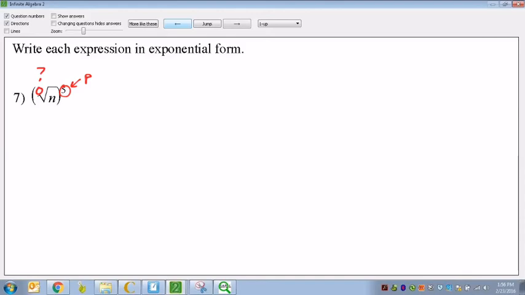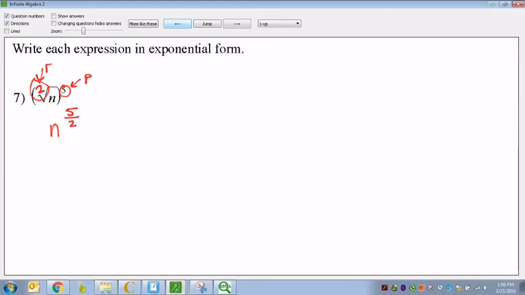Think about another situation where we have a radical, but there's no number on the outside. This is what we call a square root. So instead of there being an invisible 1, there's actually an invisible 2 on the outside. And that's where square roots come from in the first place, right? So there's an invisible 2 on the outside of there, and that's my root. So it's going to be n to the 5/2 power.